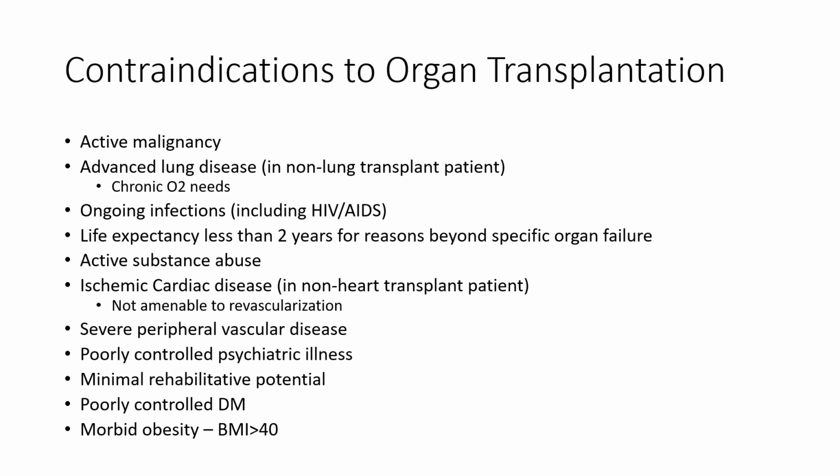Severe peripheral vascular disease. So you need to have relatively good peripheral perfusion. Why? Because we're transplanting an organ that needs to be perfused into your body. If you don't have the ability to perfuse that, they're not going to waste the organ. Poorly controlled psychiatric illness, right? And I alluded to that already.